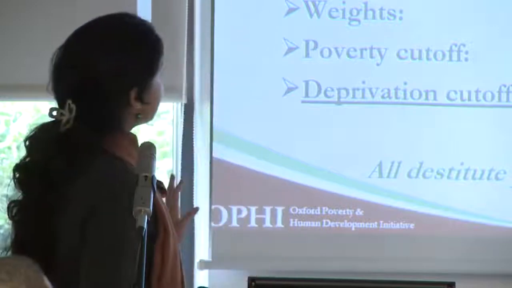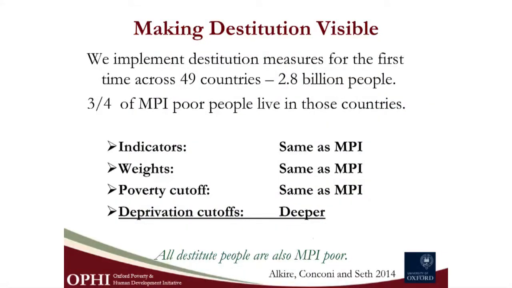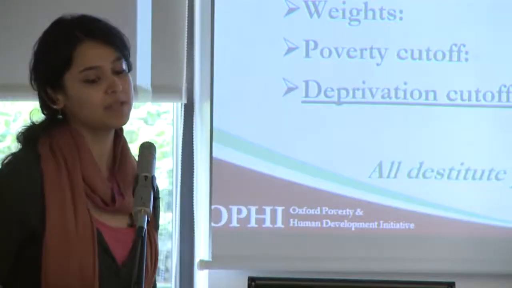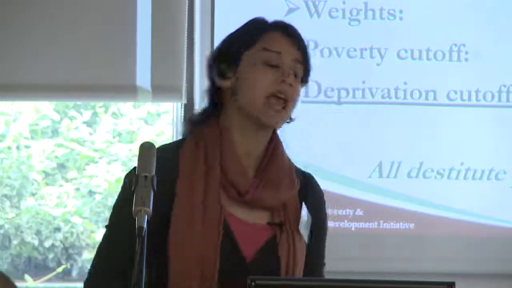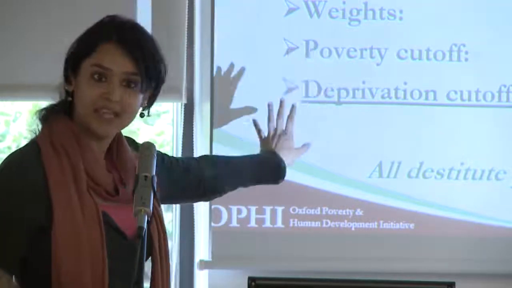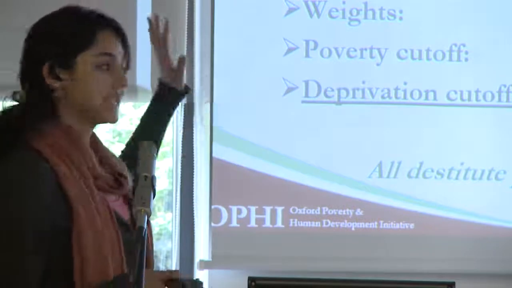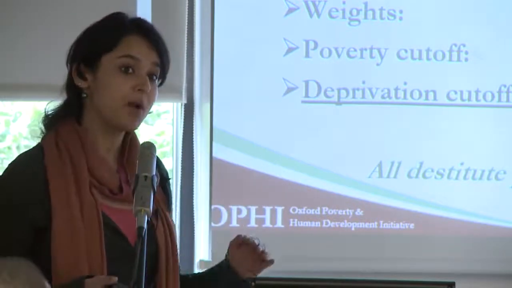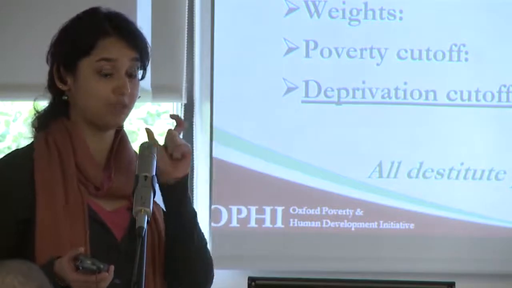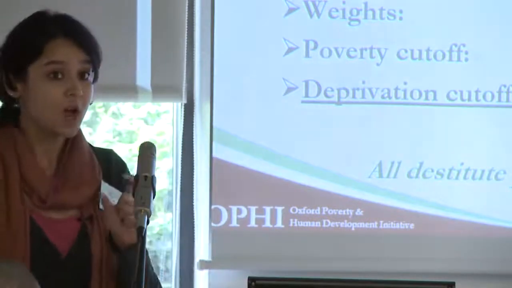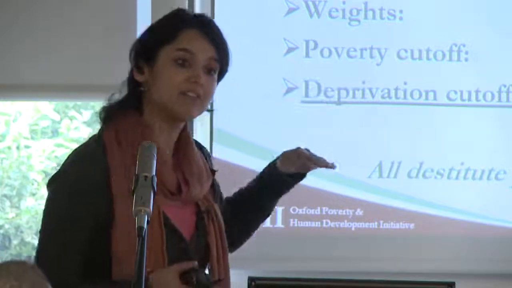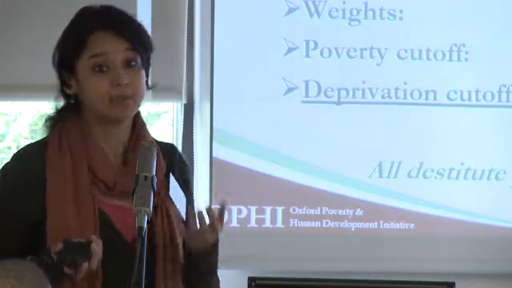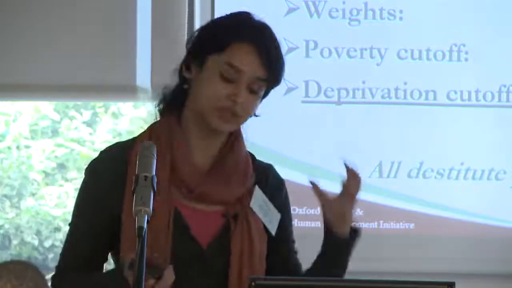We implement this measure for 49 countries, which house about 2.8 billion people. What we are really doing with this measure is going deeper into the deprivations. It uses the same 10 indicators as the MPI, the same weights and the same poverty cutoff for identifying the poor. But for each indicator, we have a slightly more severe deprivation cutoff. So that's what we are doing with the destitution measure.